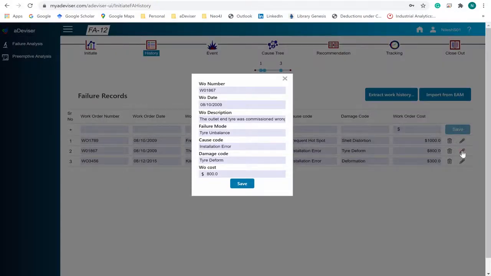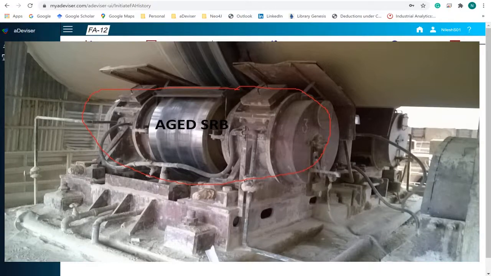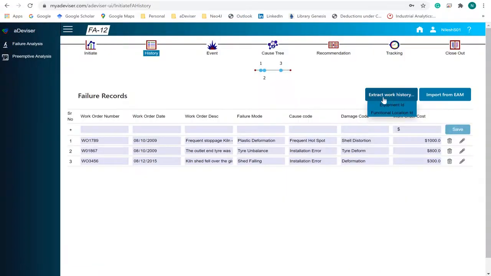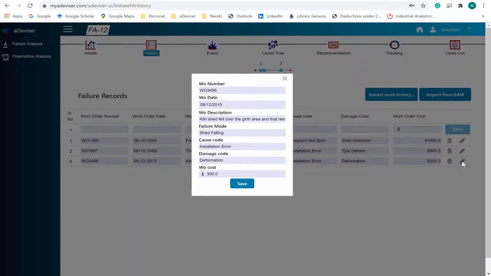outlet end. At the same time, the outlet end tire was wrongly commissioned and the tire used to be overhung up by 150 mm uphill side during hot condition. This led to uneven load distribution among the three tires.